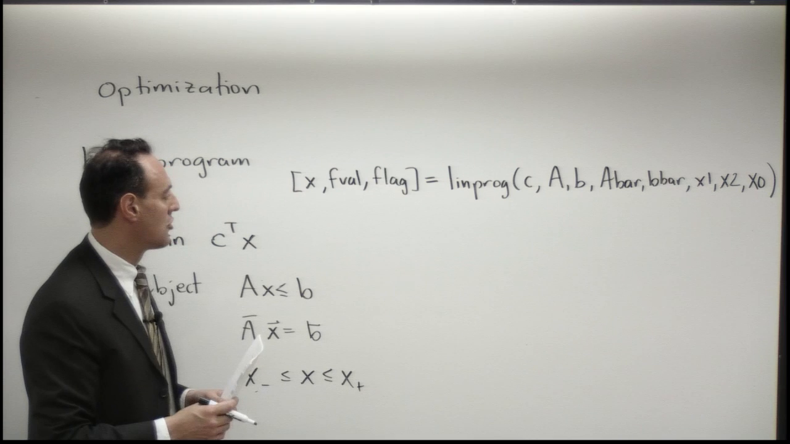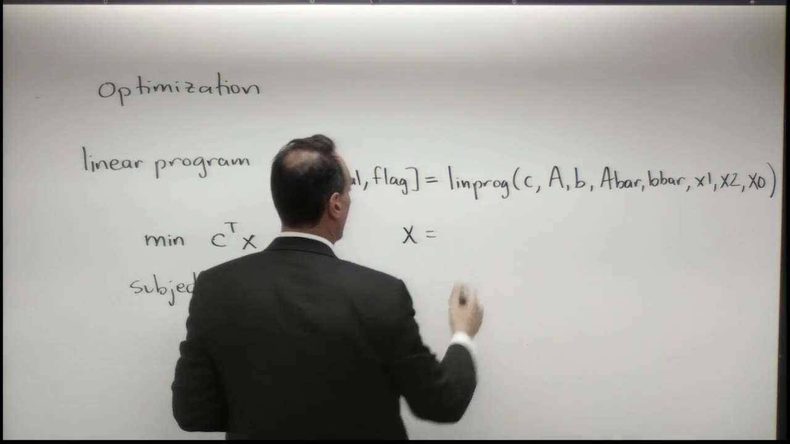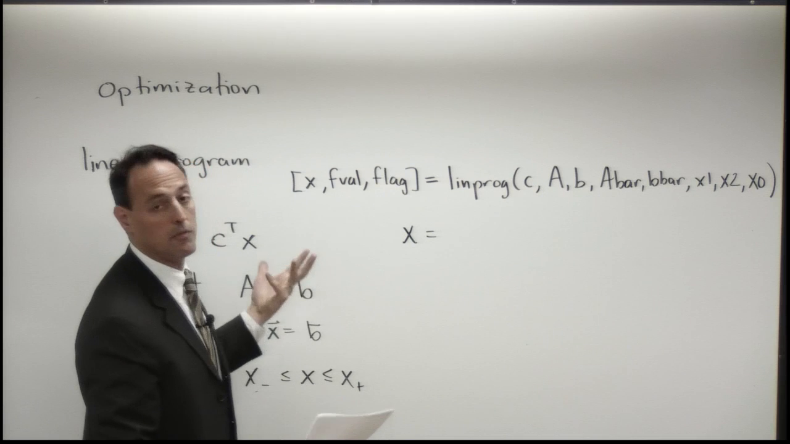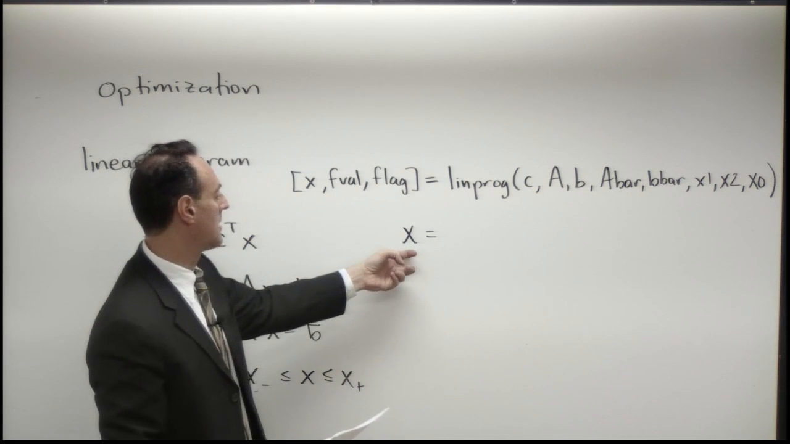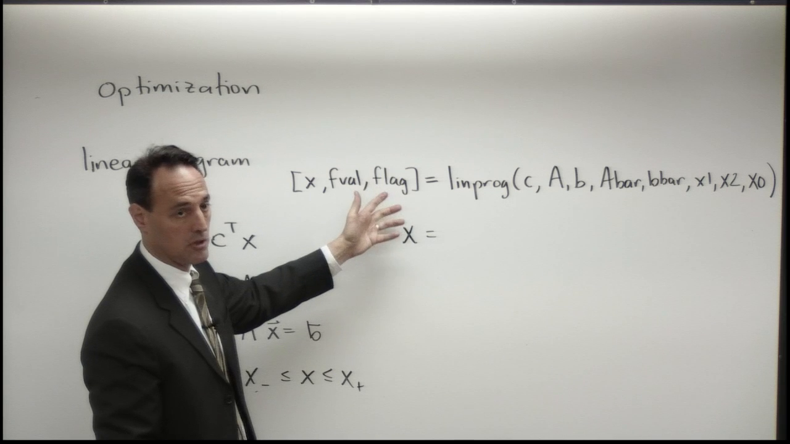Okay? So in other words, if you just say x is equal to, what happens if it got to a point and it didn't converge to anything? It might spit something out, but that's actually a solution that didn't work. So the flag always tells you if you converged or not.